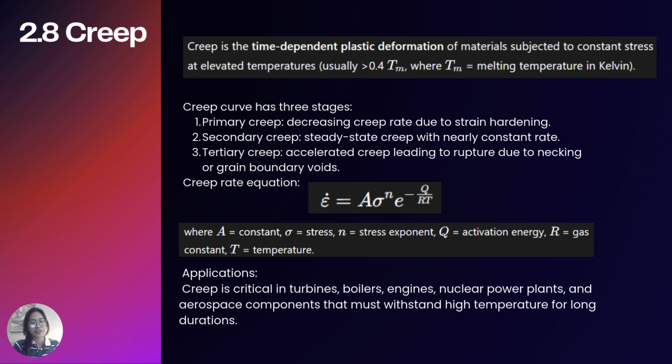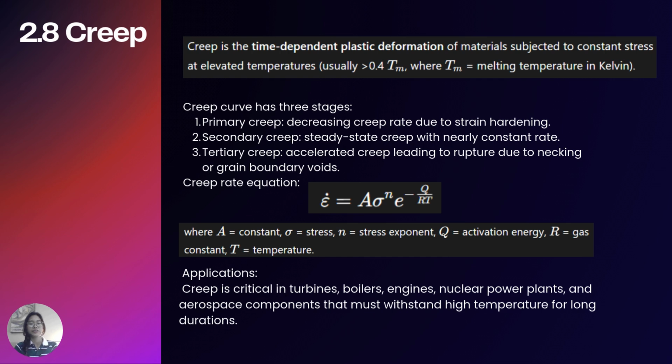Creep is another long-term failure mechanism, but it is different from fatigue. Creep is the slow, time-dependent deformation of a material under a constant load, and it becomes significant at high temperatures, typically above 0.4 of the material's melting temperature in Kelvin.